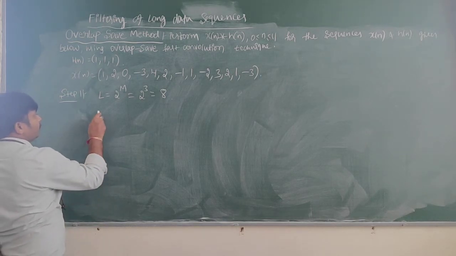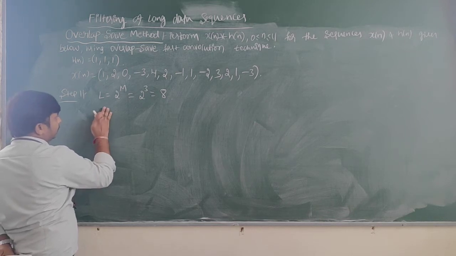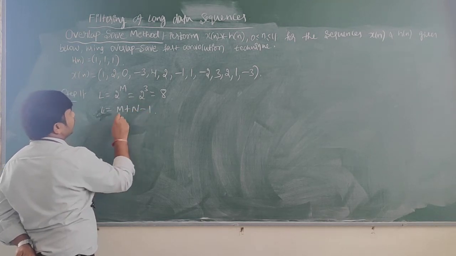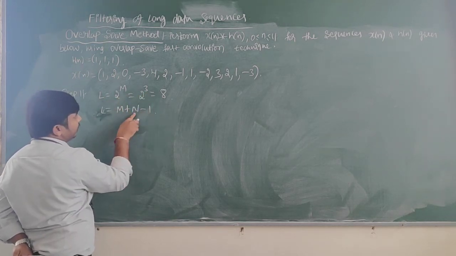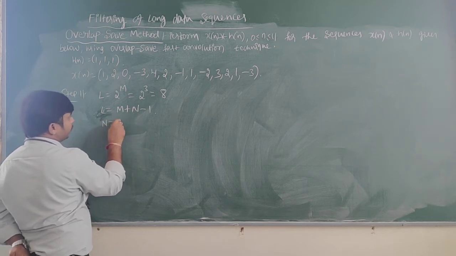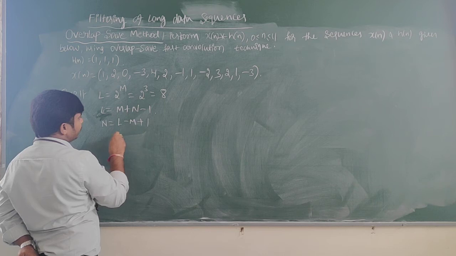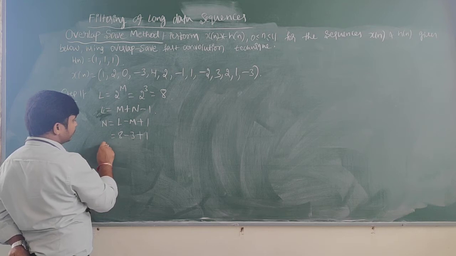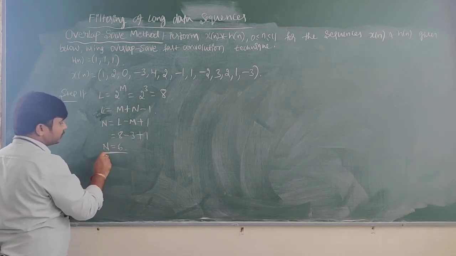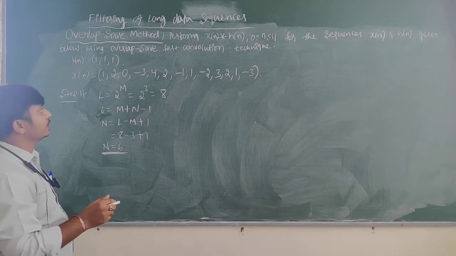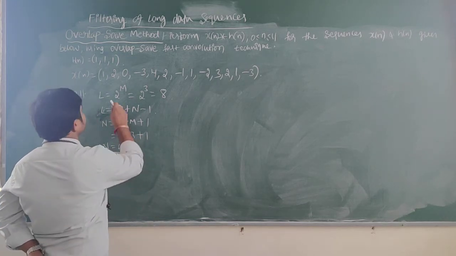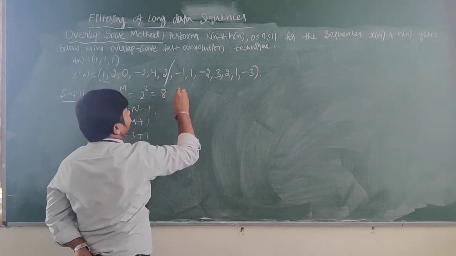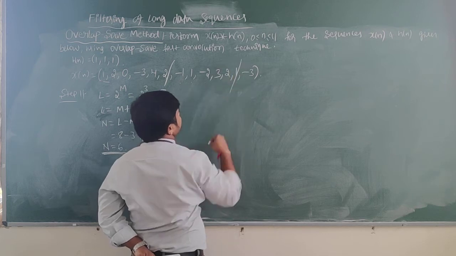Whereas L is equal to m plus n minus 1. I know m, it is 3, I know L, it is 8, and I don't know n. Therefore n is equal to L minus m plus 1. So L is 8, minus m which is 3, plus 1. 8 minus 3 is 5, 5 plus 1 is 6. So n is equal to 6. Therefore the length of these segments will be equal to 6: 1, 2, 3, 4, 5, 6.